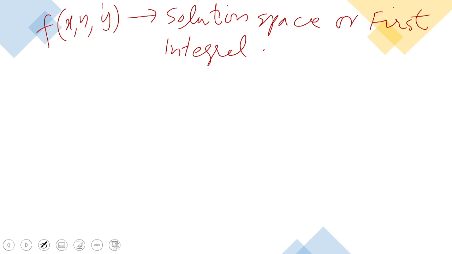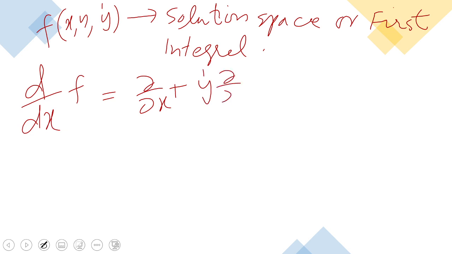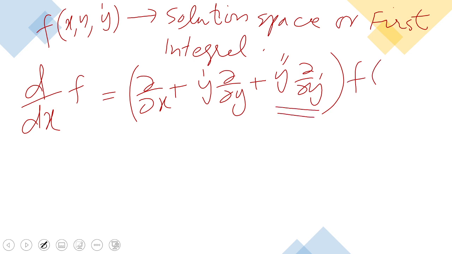Okay, I will operate, if it is the solution space, when I operate the operator, which in other form is y double dash, y dash, operated on this function. You see why I am writing this one, because it's not a function of x, y only, it is a function of x, y and y dash. And if it is a solution space, then it will give me 0. Another one, if it is a solution or first integral of the given differential equation, then this must give me 0.